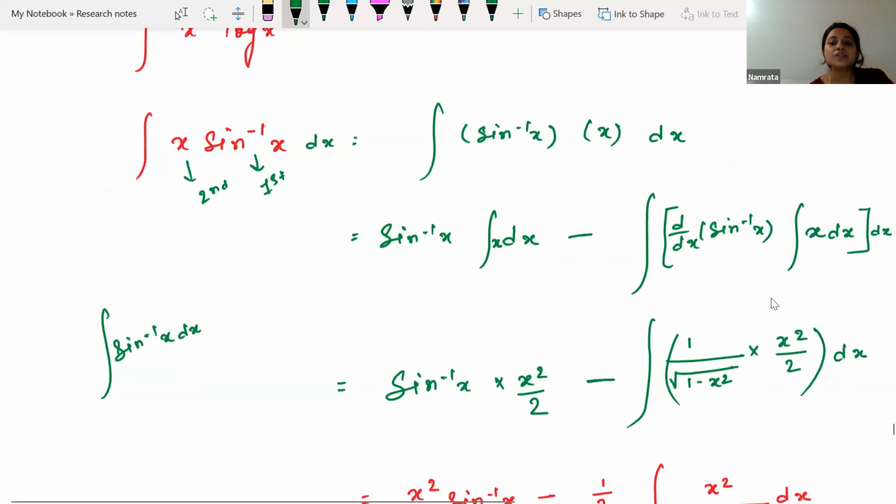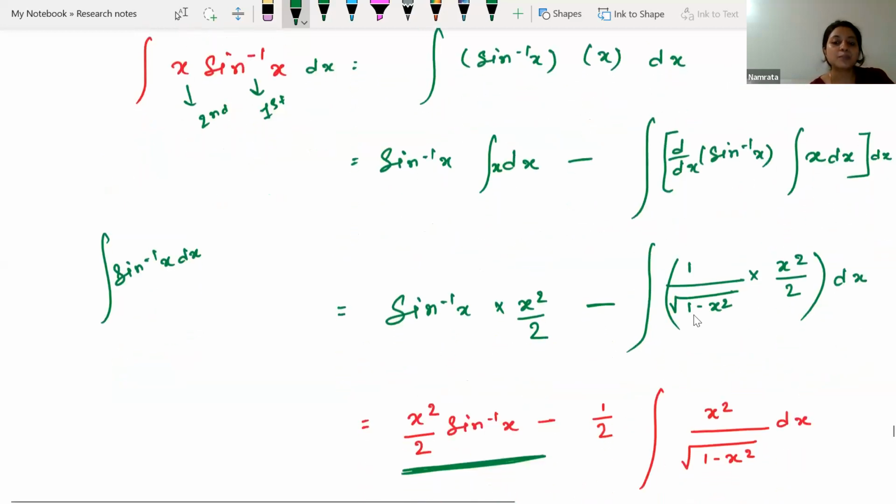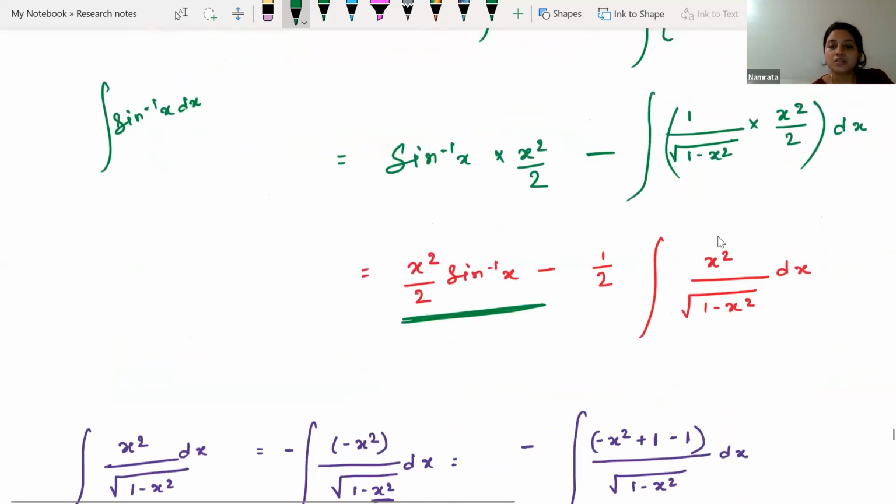It became the sine inverse x derivative, for which we applied the formula 1 by root 1 minus x square, and the other one is x dx, where we have done the integration as x square by 2. Now we ended up having this total red part. In this red part, the integration of x square by root 1 minus x square was quite difficult, we needed to arrange something over here. So this is the difficult part, which we have done separately.